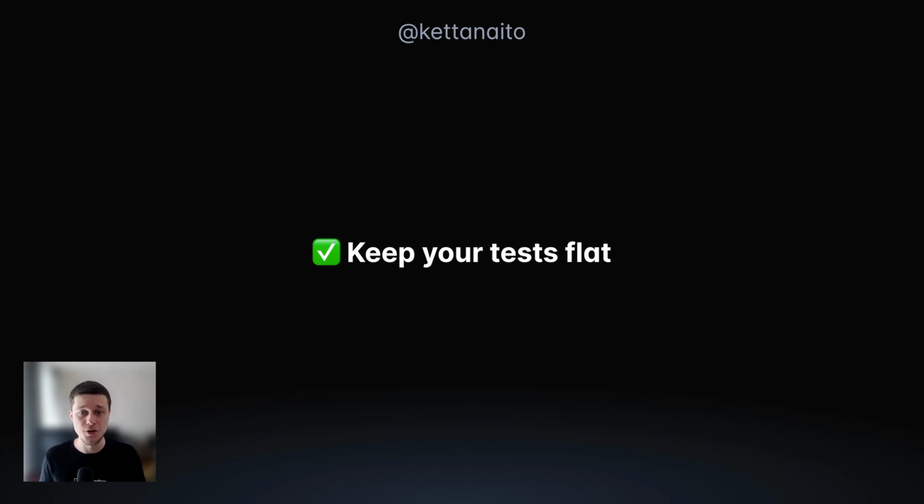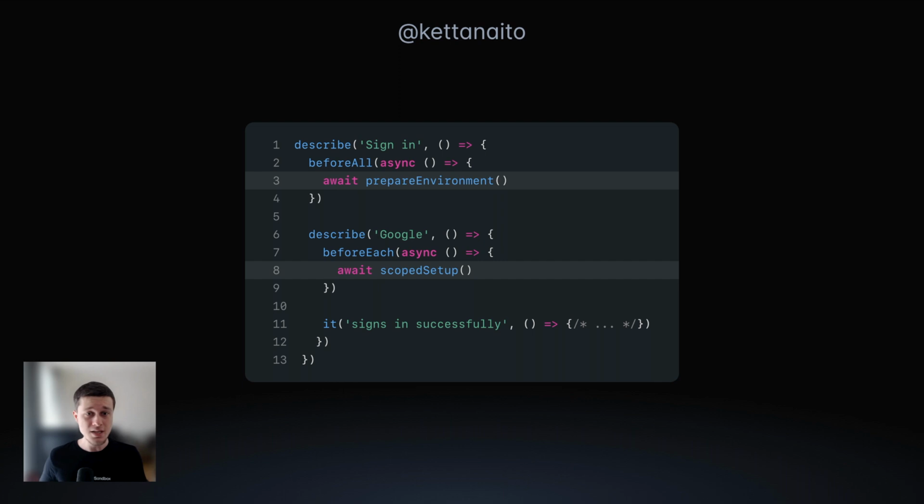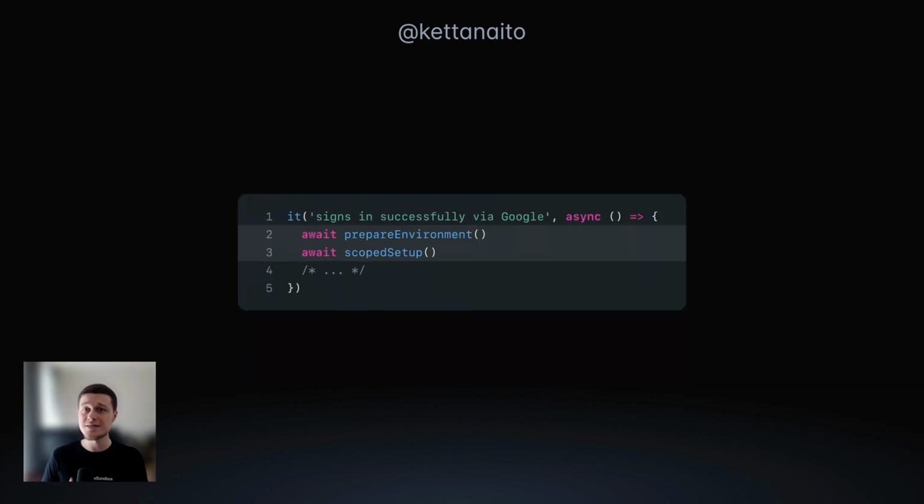And here's an example for you. This is a typical test. So we have a describe block that wraps the whole feature. It prepares some environment before all tests. Then it has a sub feature, for example, and it has its own setup. And then finally the test. Even in this simple example, notice how many things we need to keep in mind just to understand what this single test needs. So why not just put it into the test itself and drop the describe blocks altogether?